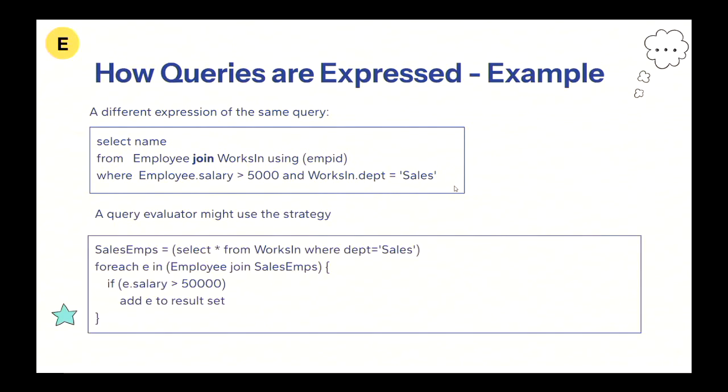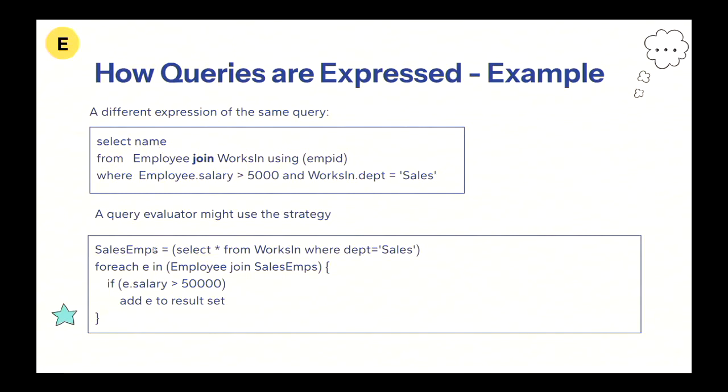And in this case, the evaluator may choose to execute the query like this. So it will generate an intermediate table according to the department, and then it will join the table of the employee with the intermediate table, as indicated by the join keyword here in the original query.